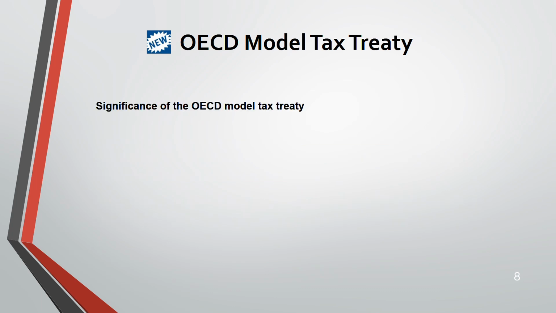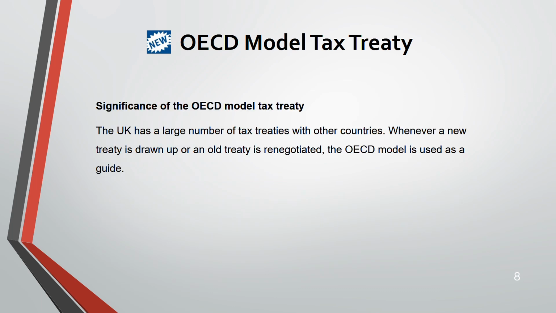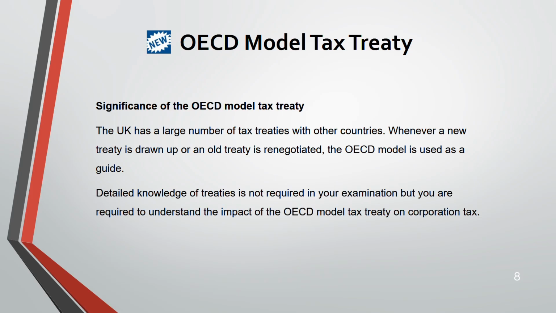Now, what is the significance of this treaty? Remember, the UK has a variety of tax treaties with other countries. So when a new treaty is drawn up, or an old treaty is renegotiated, the OECD model is used as a guide. Basically, it's a guide. Remember, you don't need detailed knowledge of treaties. It is not required in your exam. But you are required to understand the impact of the OECD model tax treaty on your corporation tax.